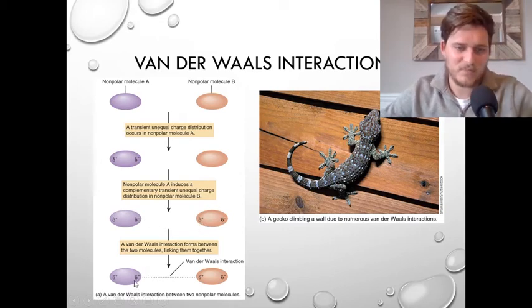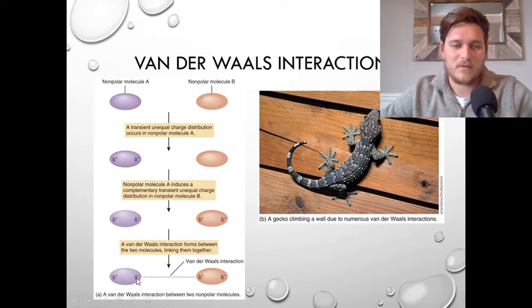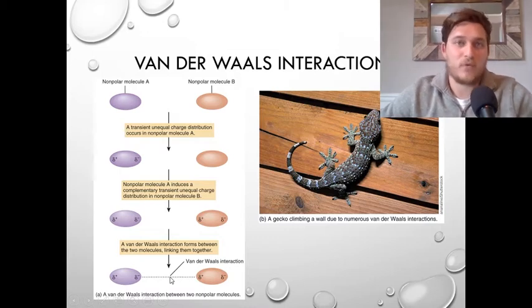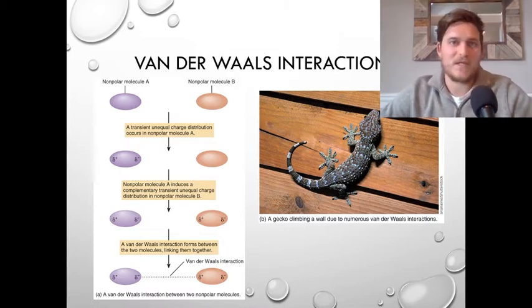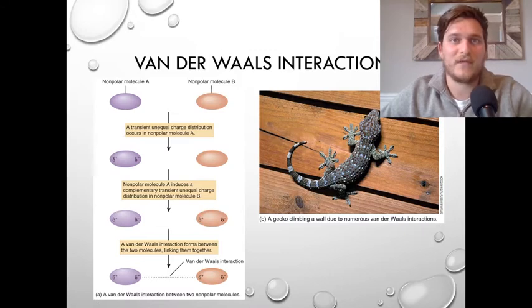And so now this partially charged negative side and this partially charged positive side are going to attract these two molecules together in order to form a bond. Now, these forces are very weak. It's the weakest out of all the bonds that we have just discussed. However, again, these interactions can occur just due to the movement of electrons.